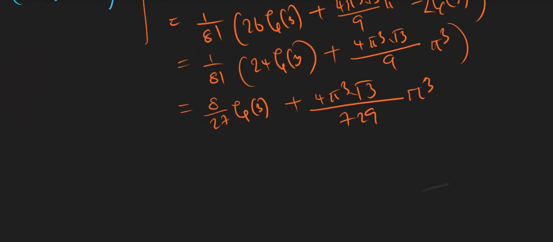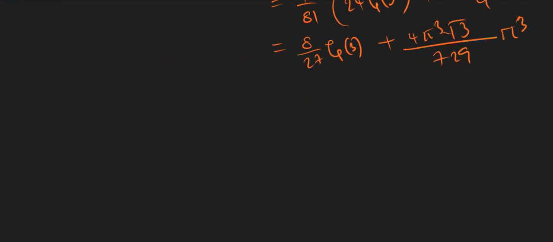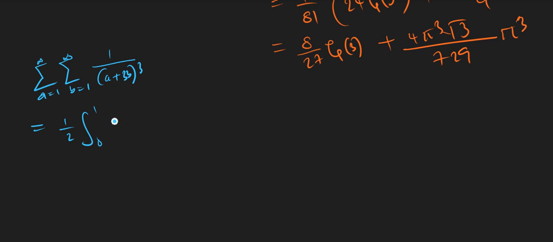Okay, so let's put everything together so far. We began by considering the sum as A runs from 1 to infinity, the double sum as B runs from 1 to infinity of 1 over A plus 3B to the third power. And we converted this to equal half the integral from 0 to 1 of x to the third power, then logarithm of x all squared, over 1 minus x, and then 1 minus x to the third power, dx.